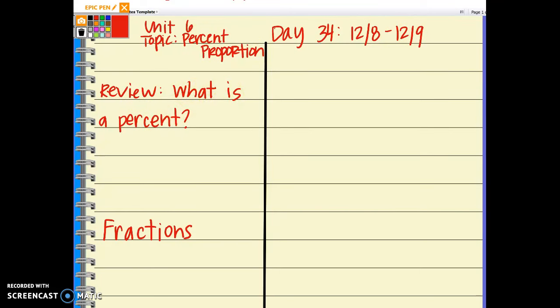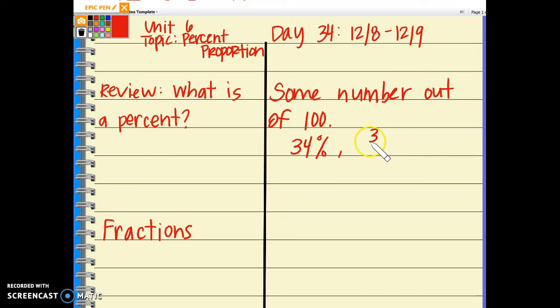What is a percent? That's some number out of 100. So for example, 34% would be 34 out of 100. Quick review of fractions. Fractions are when you have a part over your whole. Let's put these two concepts together to start solving some percent proportion problems.